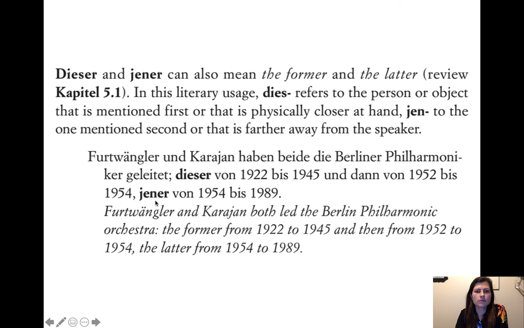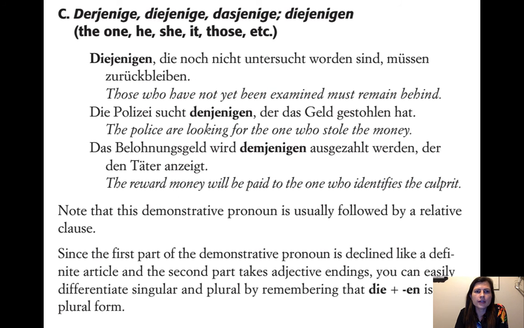Okay, so then we have derjenige, diejenige, dasjenige, diejenigen. So you see der, die, das, die. It's just the articles plus the word jenige, right? And it can have endings as well. Diejenigen. It's basically jenige acts like an adjective here, so it takes the adjective endings.